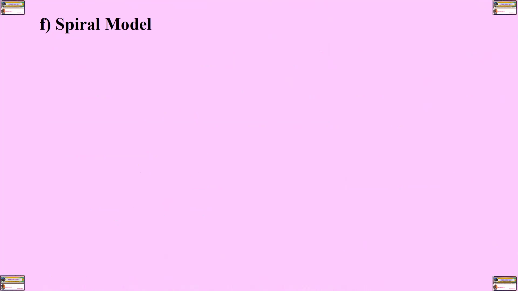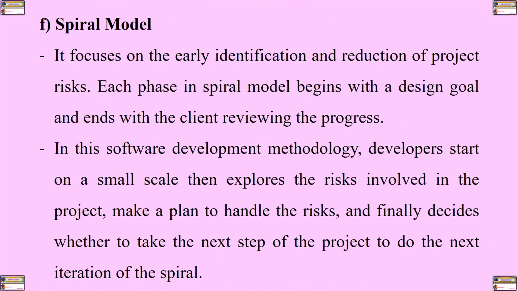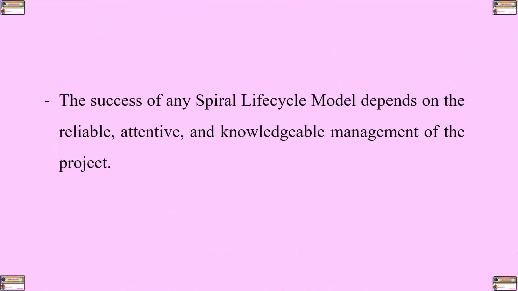Number 6 is what we call the spiral model. This model focuses on the early identification and reduction of project risks. Each phase in the spiral model begins with a design goal and ends with the client reviewing the progress. In this software development methodology, developers start on a small scale, then explore the risks involved in the project, make a plan to handle the risks, and finally decide whether to take the next step of the project to do the next iteration of the spiral.